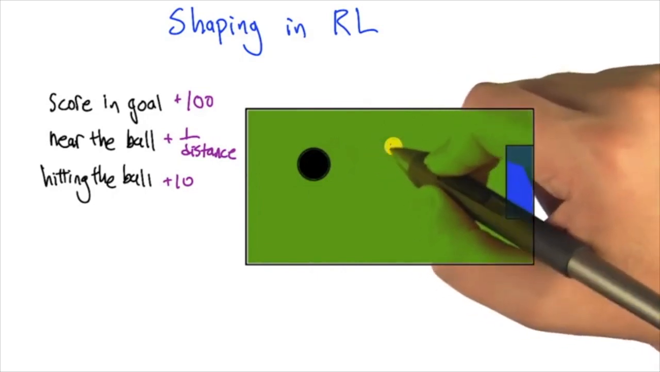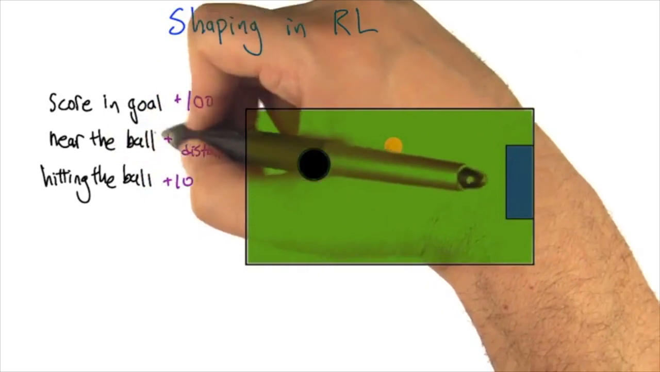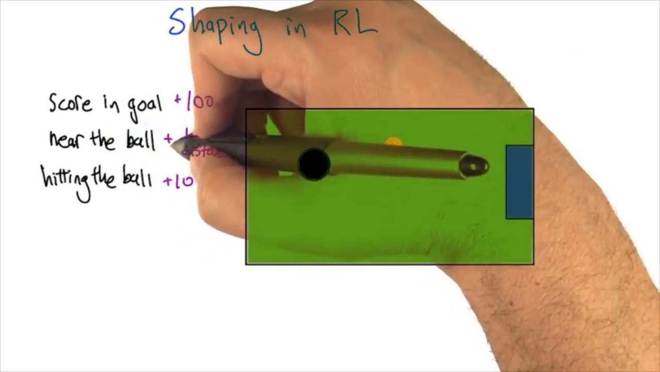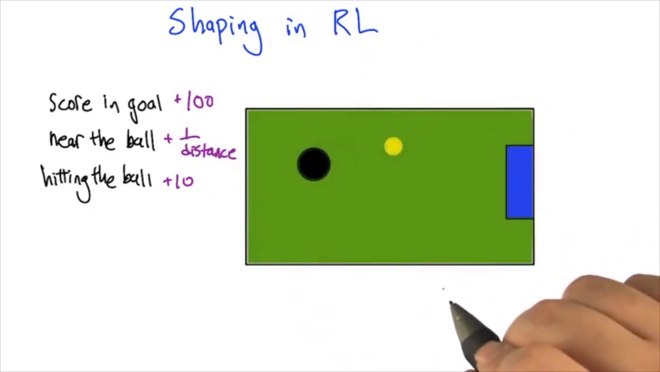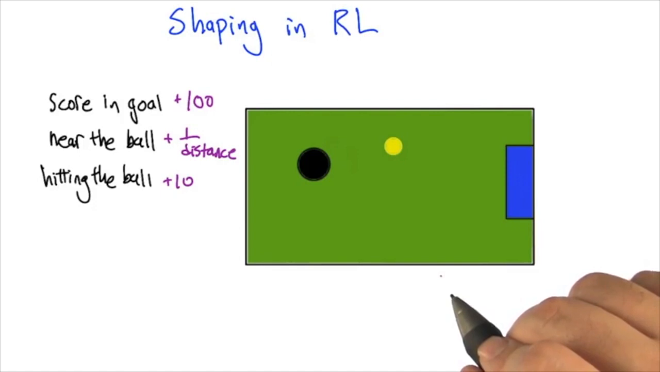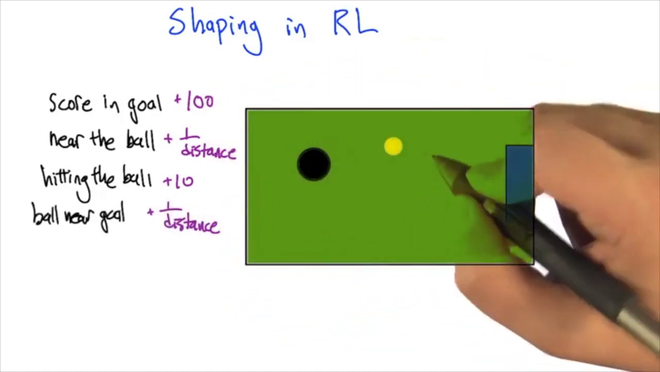But of course, by hitting the ball, it pushes the ball away, which is going to cause the near-to-the-ball score to go down. So it's going to actually kind of be sad that it did that. Sure, but then you would want to give it something for getting the ball near to the goal. So just like being near the ball is worth something inversely proportional to distance, you want the distance of the ball to the goal to also be inversely proportionally related to distance. Yeah, that makes some sense.